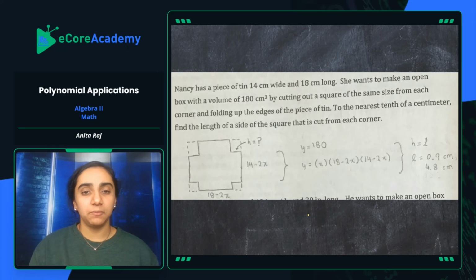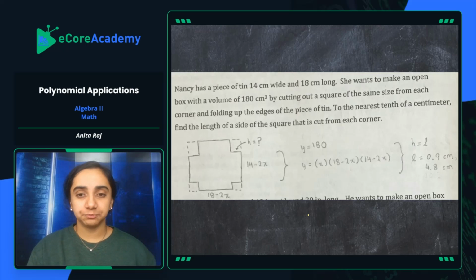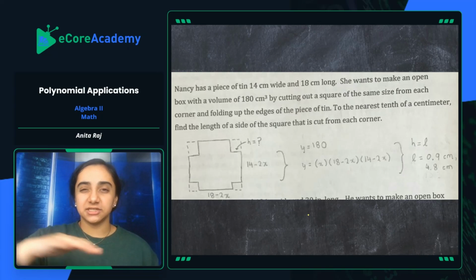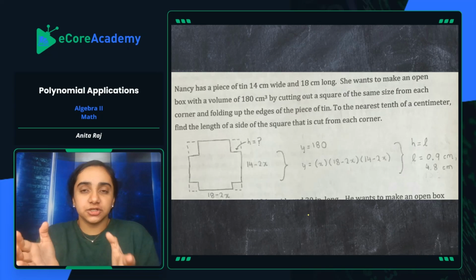So let's just read the problem. Nancy has a piece of tin 14 centimeters wide and 18 centimeters long, so it's a rectangle. She wants to make an open box with a volume of 180 centimeters cubed by cutting out a square of the same size from each corner and folding up the edges of the piece of tin. So right now we have a 2-dimensional flat tin rectangle, and what she wants to do is by cutting out the corners, if you fold up the sides, you can actually make a box. It just won't have a lid to it, which is what she wants.